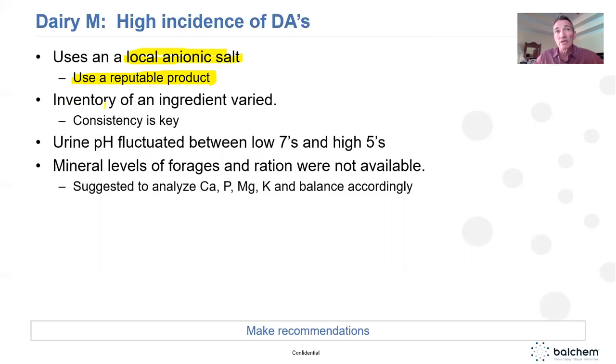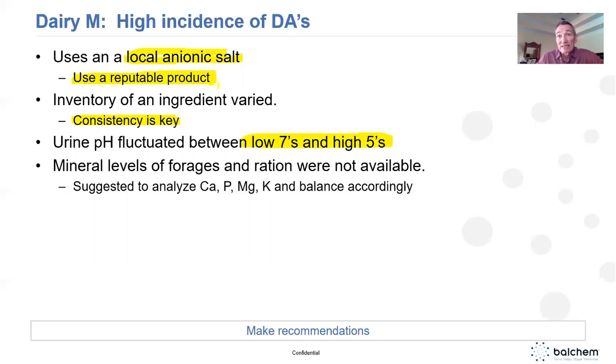The inventory varied greatly. So sometimes it was in the ration, sometimes it was being pulled out, sometimes it was somewhere in between. So they had no consistency in that product going into the total ration. To support the anionic salt theory, we looked at urine pHs, and they were fluctuating hugely, low 7s to high 5s, just way too much. So we knew that was probably, again, going back to the anionic salts.